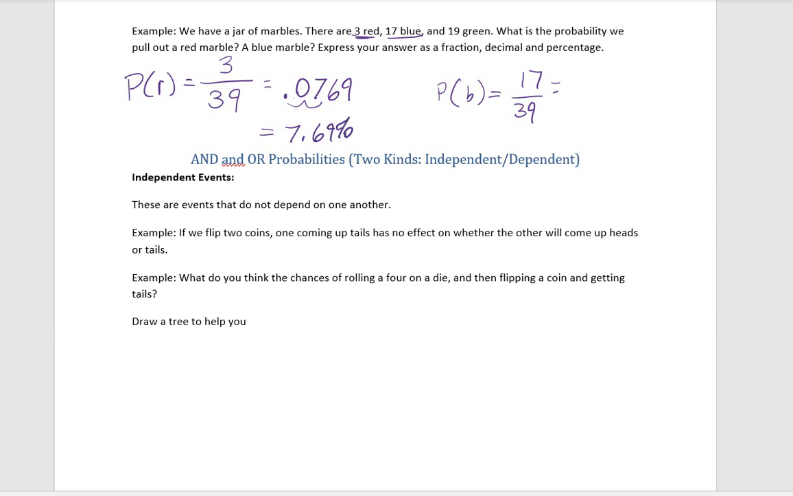Same thing with the blue marble. We're going to take that 17 divided by 39, and we'll also round to 4 decimal places. So 0.4359, which again, as a percentage, we're going to move it 2 over, so that would be 43.59%. So when you guys are doing the homework, make sure that you're paying attention to what the question is asking you and how it wants you to phrase the solution. If it wants it as a fraction, decimal, or percentage, and how many decimal places.